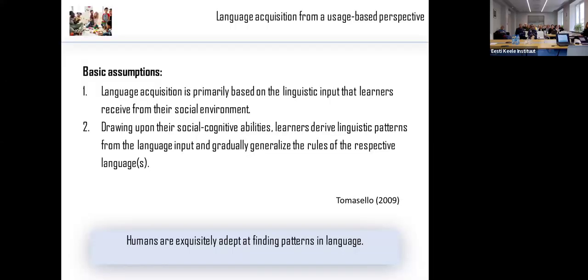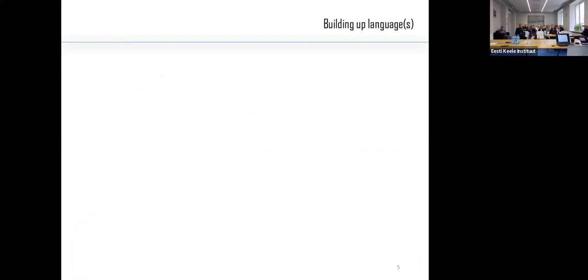And they draw upon their social cognitive abilities, and learners, or children, are able to acquire or extract linguistic knowledge from the input they receive, and generally acquire the rules of the respective languages. And humans are exquisitely adept at finding patterns in language. That is something that we are really good at, not just finding patterns in language, but in general finding patterns.